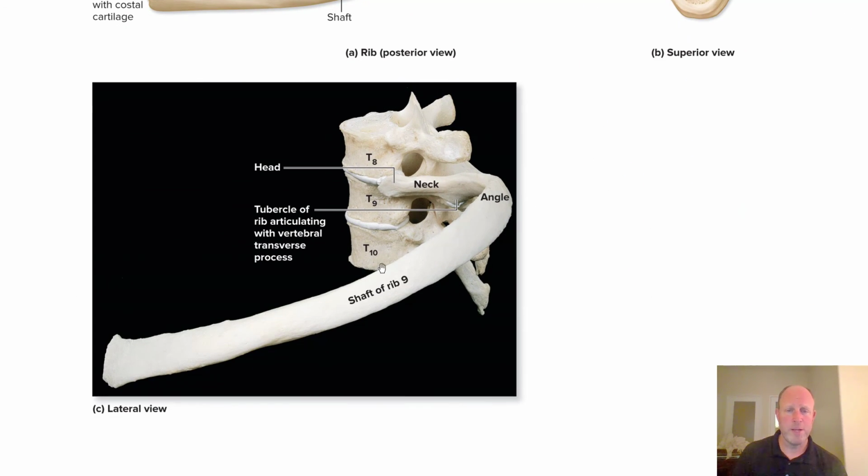And same view, but now seeing it more like an animation, more toward the look of what a typical spine would look like. Very similar, of course, to the animation there. Shaft of rib 9, here's its angle, there's the neck, and there's the attachment point with the head here between T8 and T9, right there with that rib. And of course, the tubercle of the rib articulates with the vertebral transverse process. Okay.